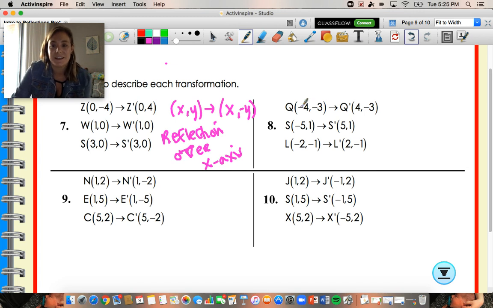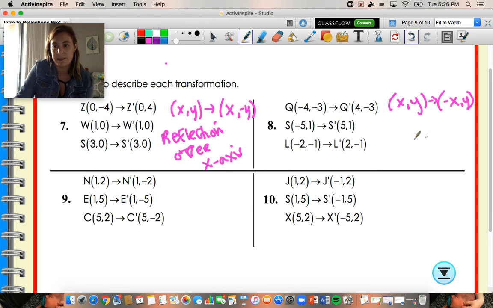Okay, let's see. X became opposite, Y stayed the same. (x, y) becomes, X became opposite, Y stayed the same. Ooh, so that's what? It's a reflection over the y-axis.